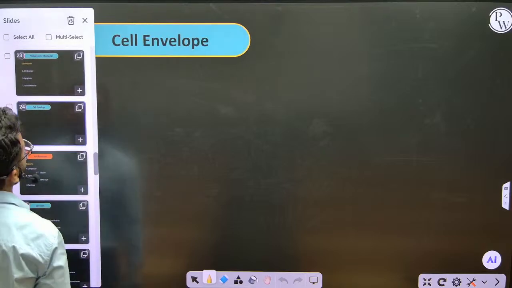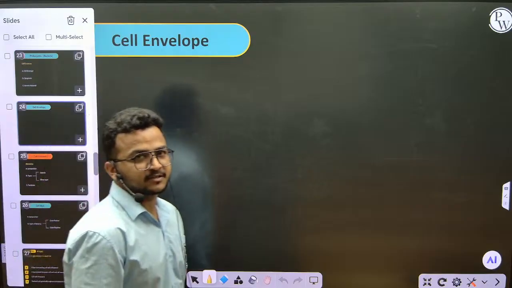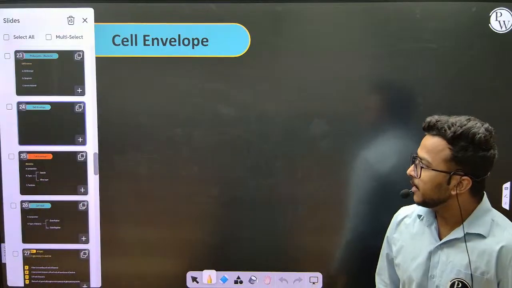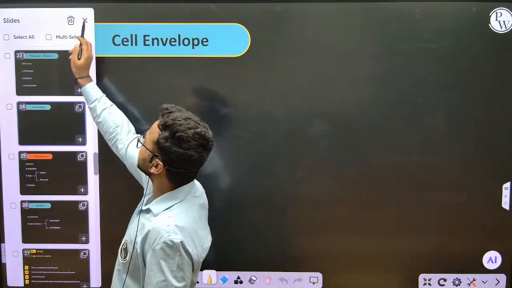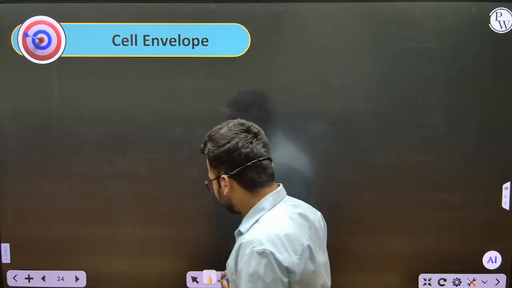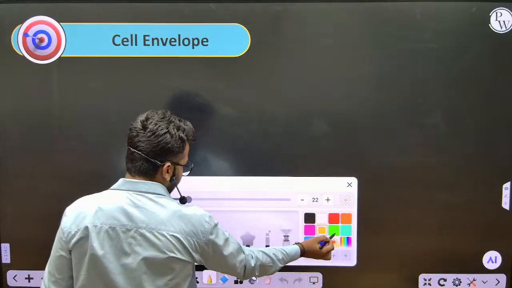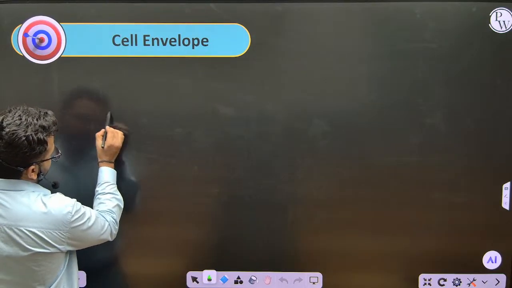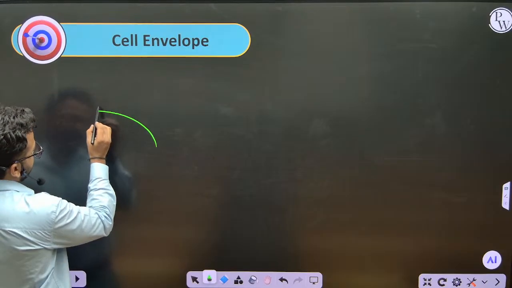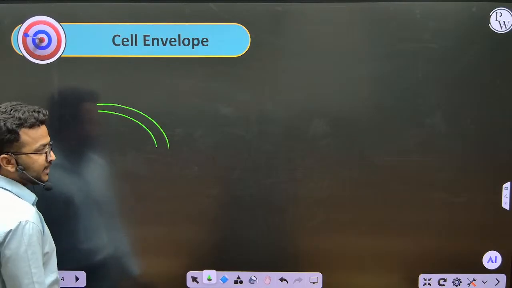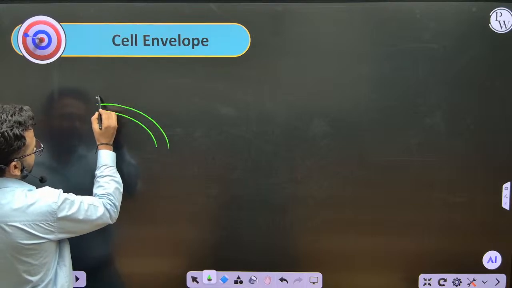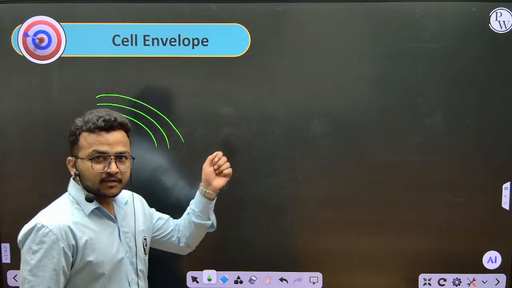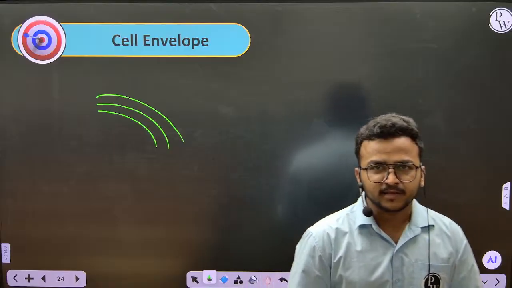So we have discussed the cell envelope of bacteria in the last session. Cell envelope in the sense we have discussed what are the layers which cover the bacteria. Let me recall that with a quick recap. Here a cell membrane will be there, followed by the cell wall, and the outermost layer, that is glycocalyx. So the three together work as a single protective unit.